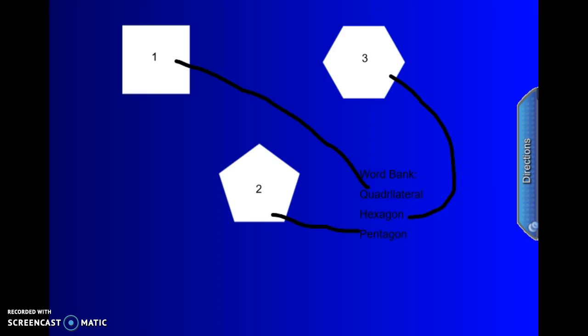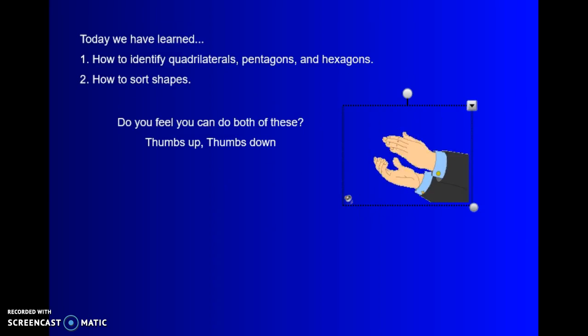Very good job, guys. So let's go over. Today we have learned how to identify quadrilaterals, pentagons, and hexagons, and how to sort shapes. So can everybody give me a thumbs up if you feel you can do these? So all I saw were thumbs up. So great job today, guys. If you have any questions, just come see me after and we will go over it again.